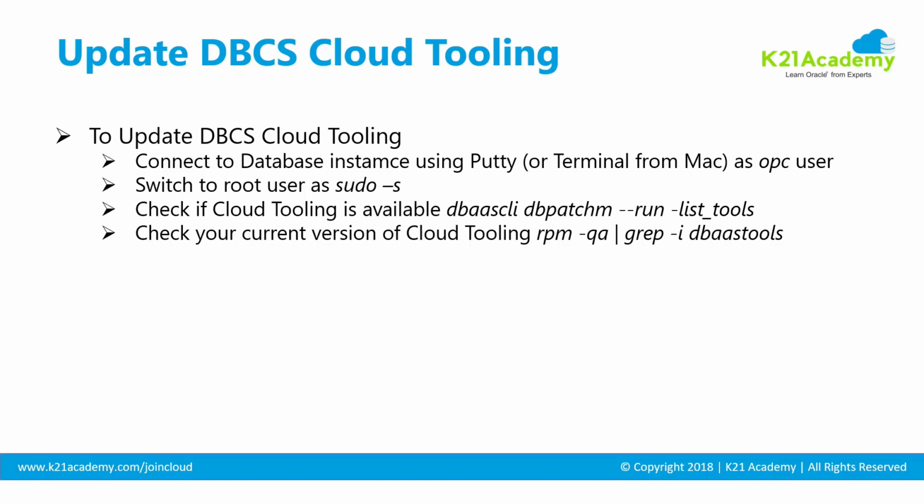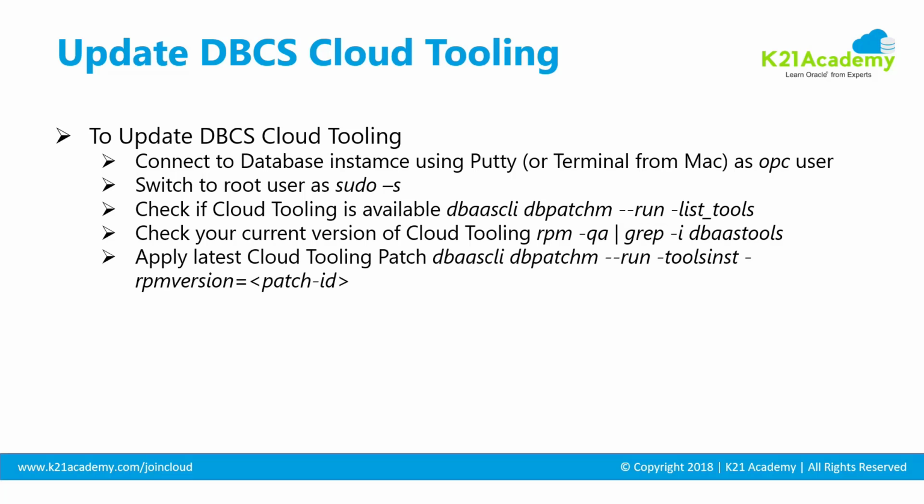So you're running this dbpatchm subcommand within DBaaS CLI and you say list tools, and it will tell you all the patches available on that particular machine or cloud account. Then you do rpm -qa, which is basically you're querying the RPM and asking what is the version of the DBaaS tool RPM.